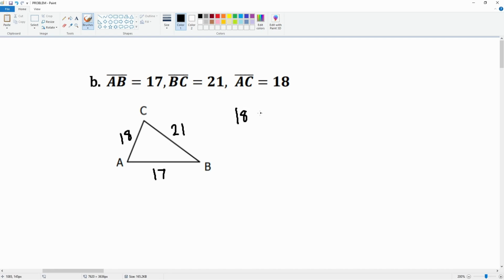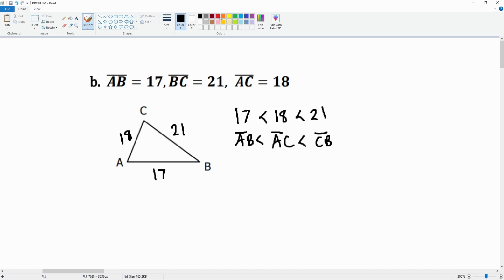17 is less than 18, which is less than 21. 17 is line AB, 18 is line AC, and 21 is line CB.